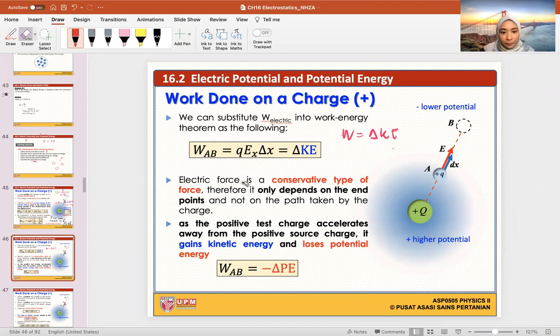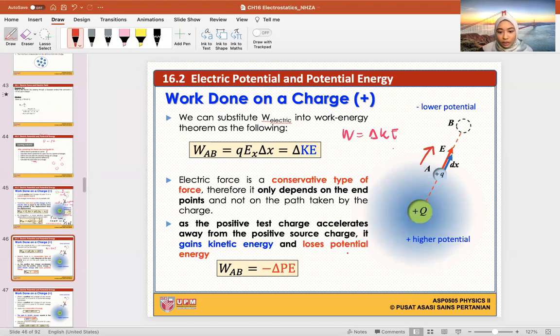Okay, moving on. As the positive charge accelerates away from the positive source charge, this guy is moving away. It gains kinetic energy because it is accelerating. You know that like charges repel, so this guy will have the tendency to accelerate away. So as it accelerates, it will gain kinetic energy and it loses potential energy.